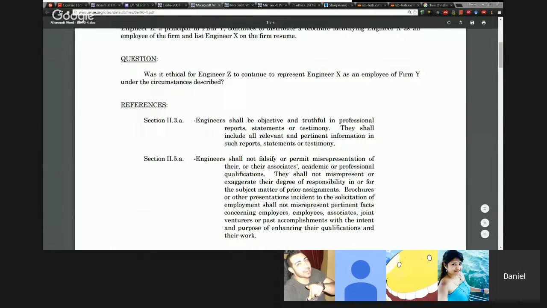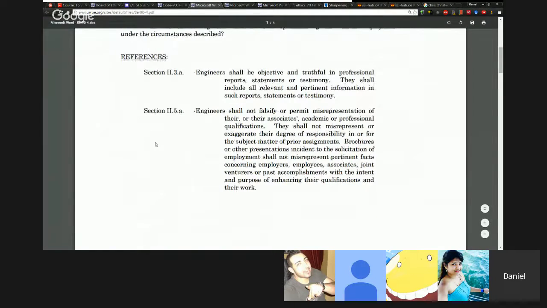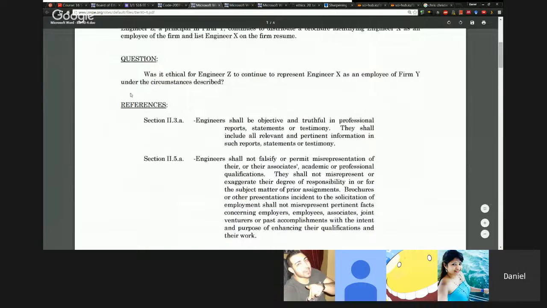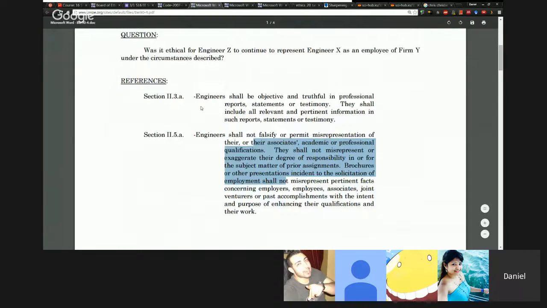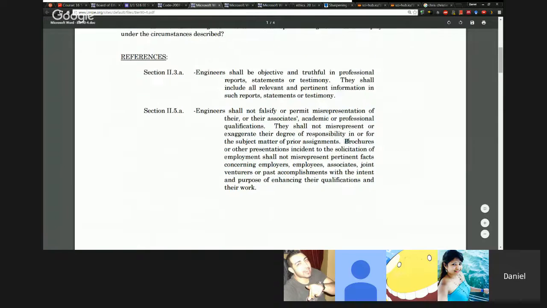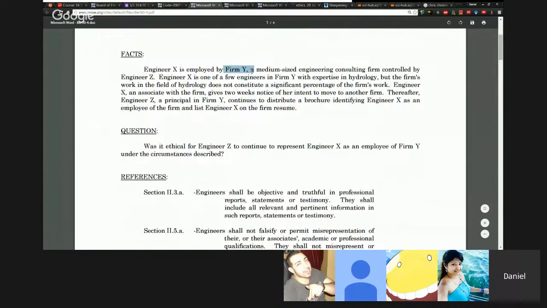I don't know if anyone has any responses to this. If anyone wants to jump in with an analysis, please do. The Board of Ethical Review here cites a couple of codes in the ethical code about objectivity and truthfulness, and not misrepresenting. We talked about this when we went through the code: the specific passage says brochures should not misrepresent pertinent facts concerning employees, and so on, and their qualifications. So is firm Y unethical for releasing these brochures after engineer X gave her 2 weeks' notice?